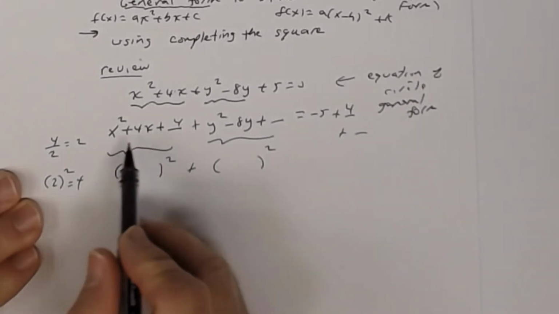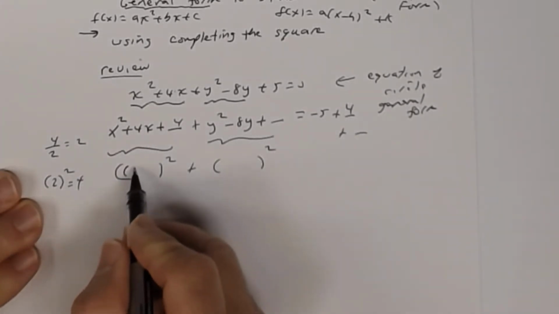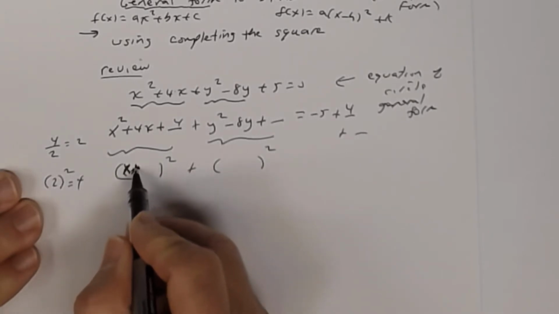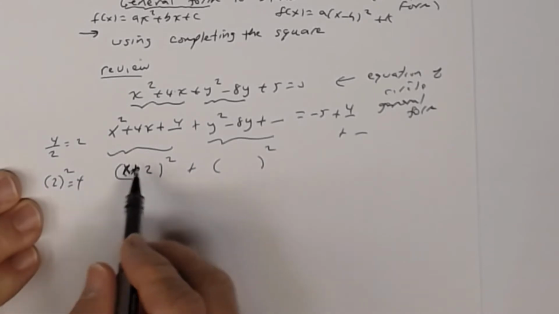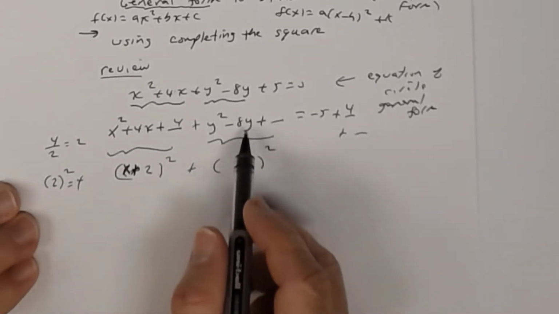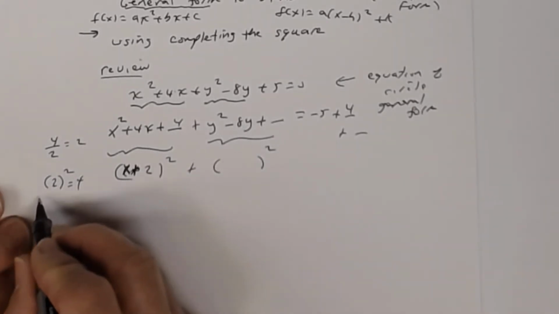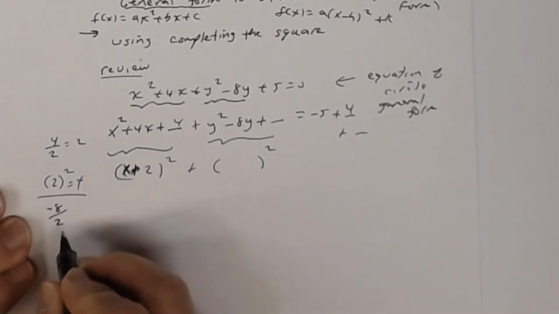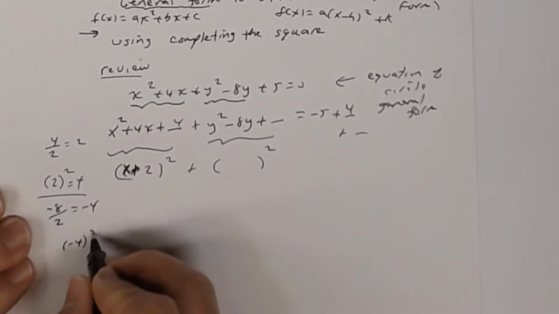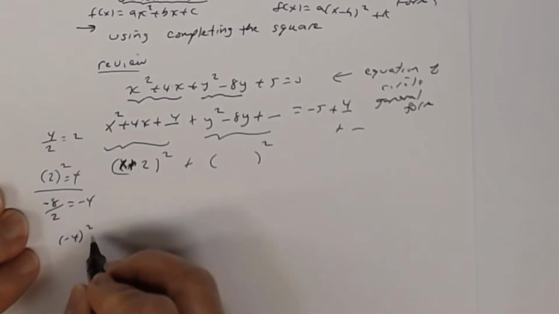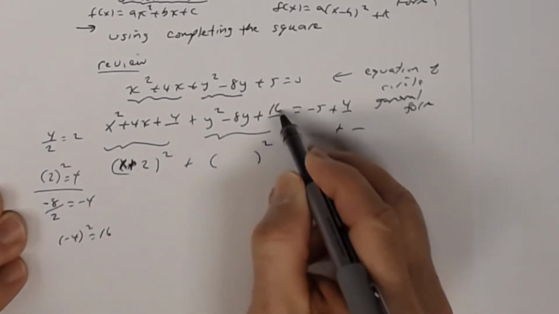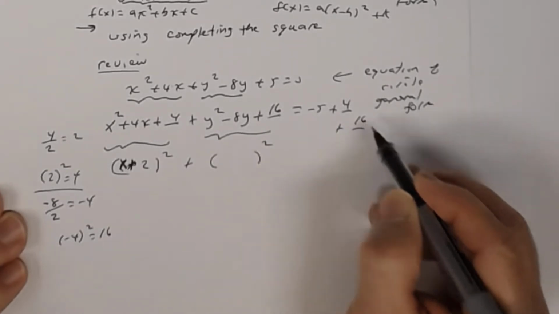Now when you factor this, this is a perfect square trinomial. So this became x plus 2 squared, because x plus 2 times itself is this trinomial. Then you did the same thing with the y. You took half the coefficient of negative 8. Negative 8 divided by 2 is negative 4. You take negative 4 and you square it. When I square negative 4, I get a positive 16, because negative 4 times itself is a positive 16. And then you add it to both sides.